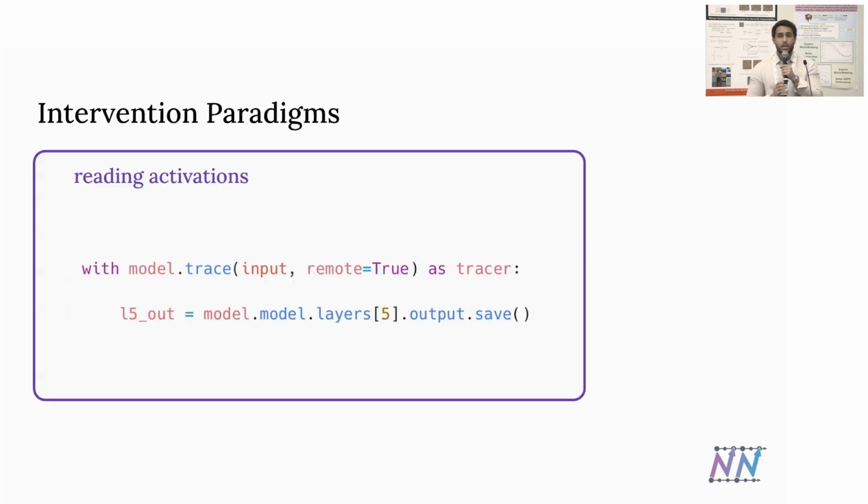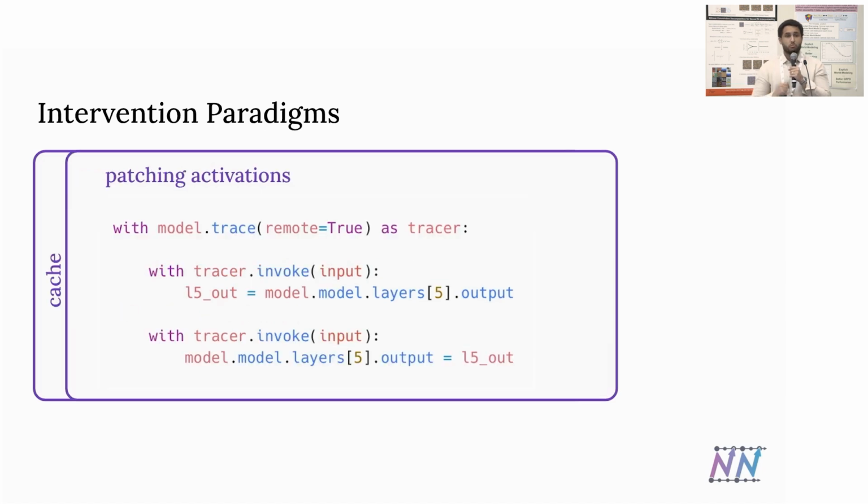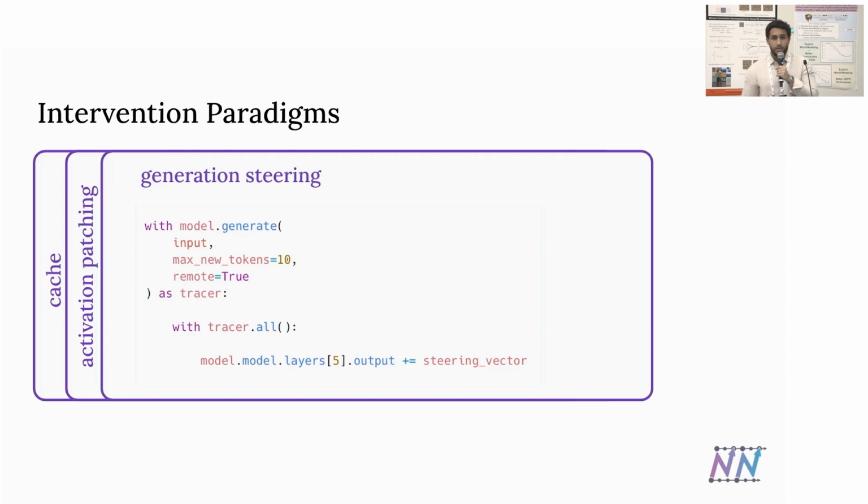So the NNsight library implements the fundamental paradigms of model internal interventions or manipulations. It does so by leveraging the Python context manager with block so that you can define your interventions to be interleaved with the model execution. You can grab activations by calling input or output on a module and save it to access it later. You can reference activations during the model runtime and even patch from one prompt to the other, like activation patching. You can define your interventions to be applied at multiple token generations, like for steering.